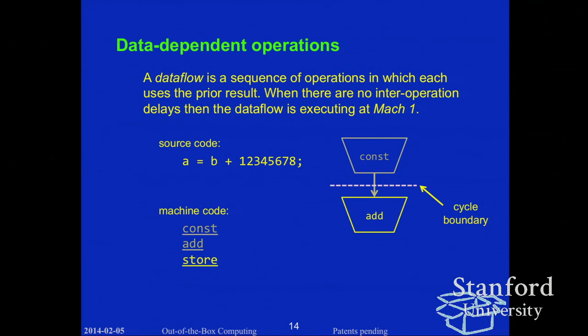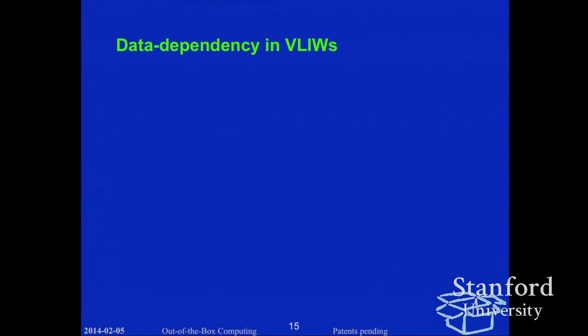And now, once the adder's done its thing, that's going to be fed into a store unit, and there'll be another cycle boundary there. The dotted pink line in all of these slides means a cycle boundary. Anytime you see something flowing across there, it took an extra cycle. Now, that's the basic model.